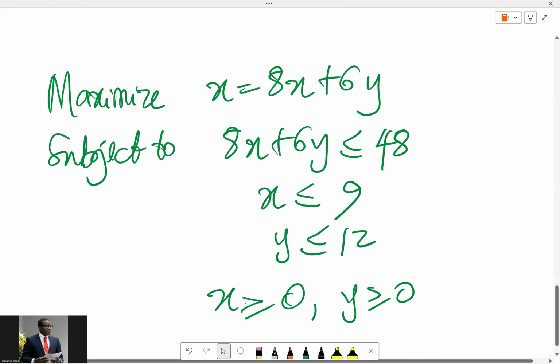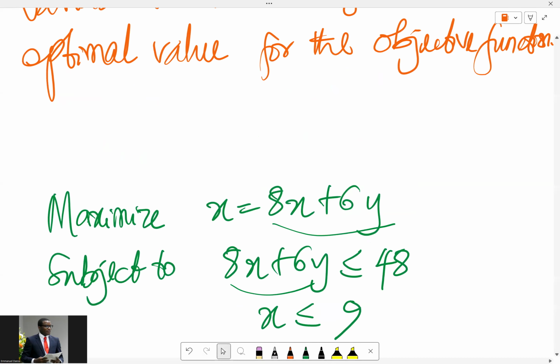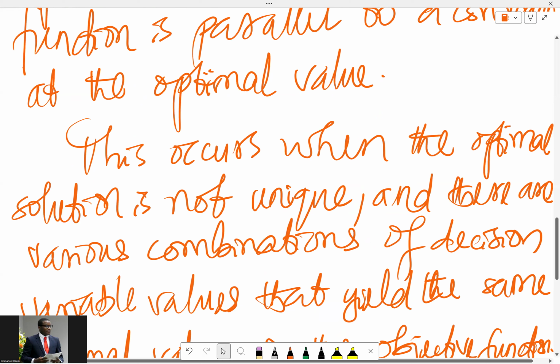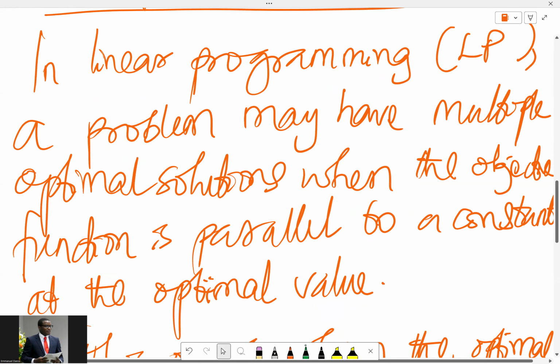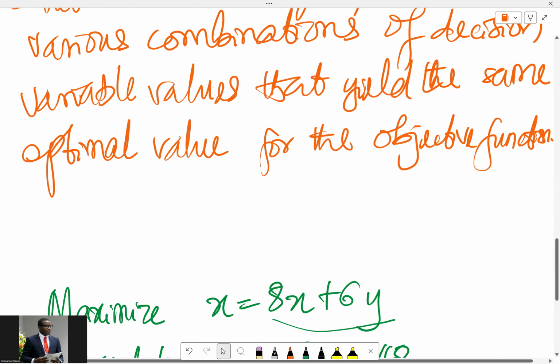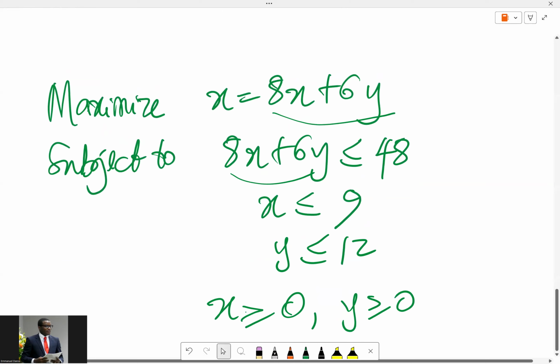So this kind of problem, now let's show how we can actually get multiple solutions from it. Of course, you can already see that the objective function 8x plus 6y will be parallel to the constraint 8x plus 6y. And we made mention of something like that previously. This occurs when the objective function is parallel to a constant at the optimal value, and the optimal solution is not unique.